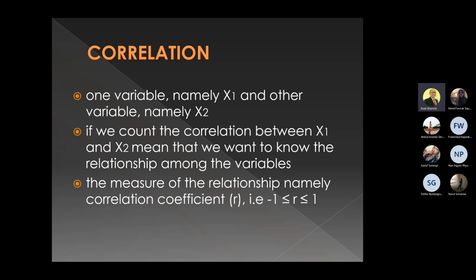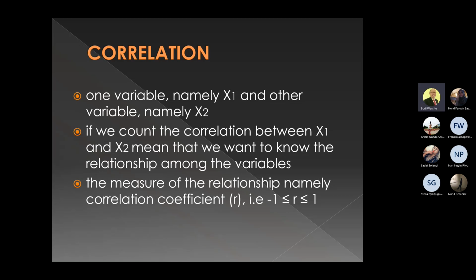If we want to count the correlation between x1 and x2, right? If we want to count the correlation between two variables, x represents the name of variables, and it means that we want to know the relationship among the variables. And then the measure of the relationship, namely correlation coefficient.